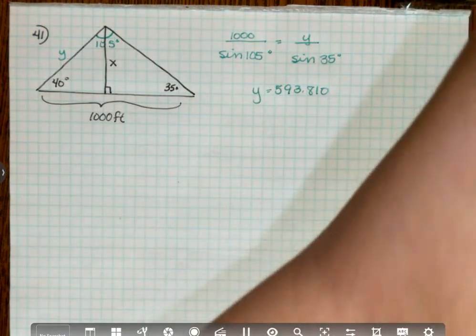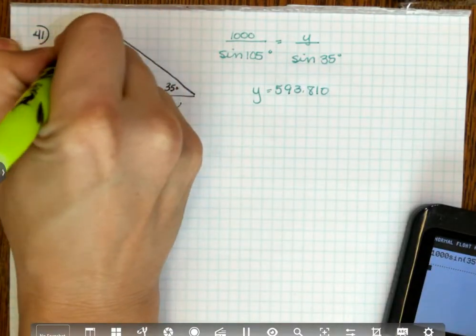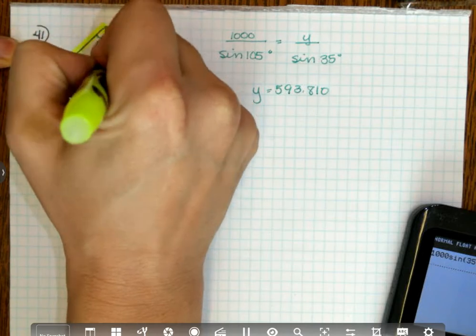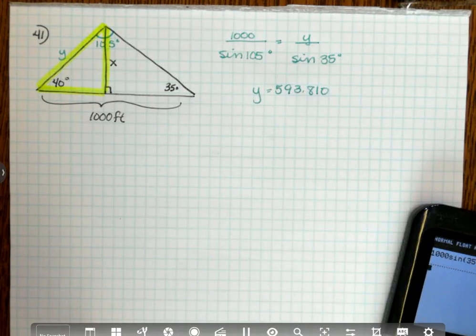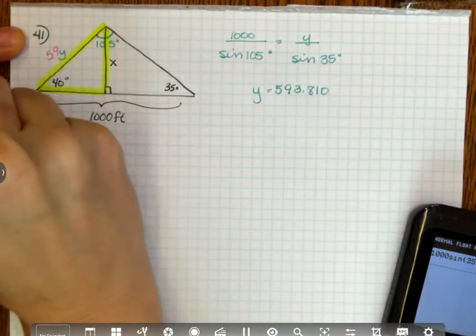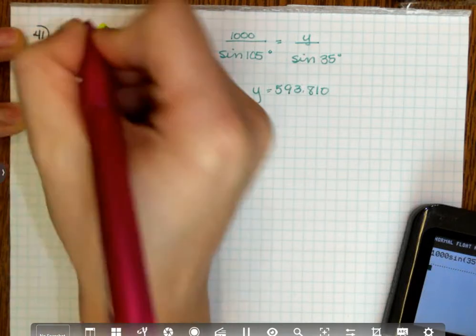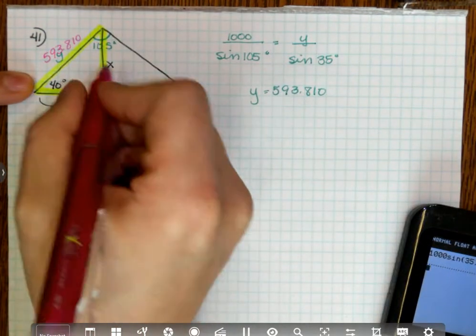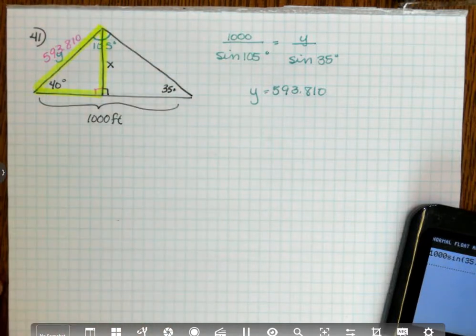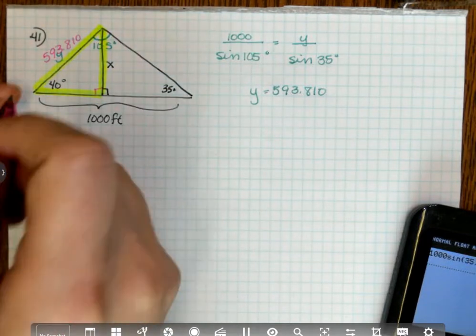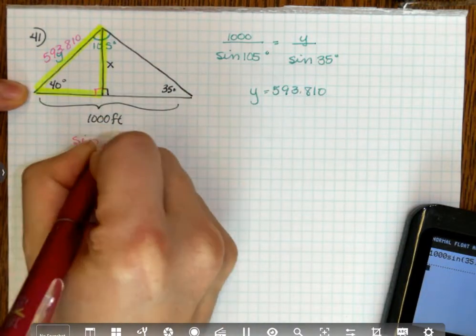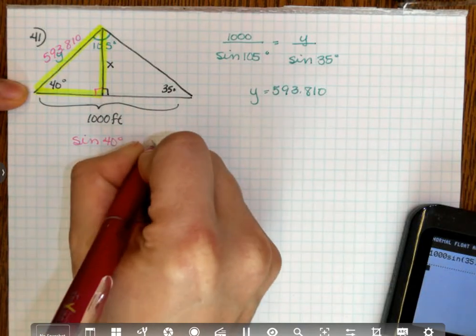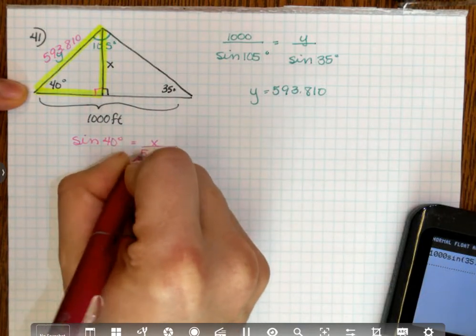So now that I have found this piece here, I want to find this piece here. I'm going to use that right triangle. So this section here is the 593.810. This is what I'm looking for. If I've got a right triangle, which trig ratio am I going to use? Sine. So I have opposite over hypotenuse. So I will say the sine of 40 degrees is opposite over hypotenuse.